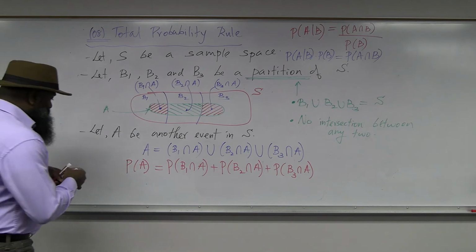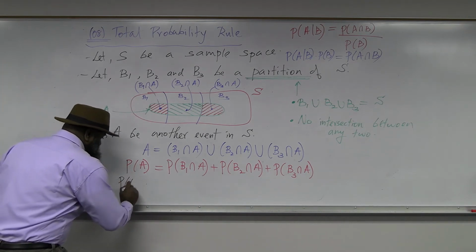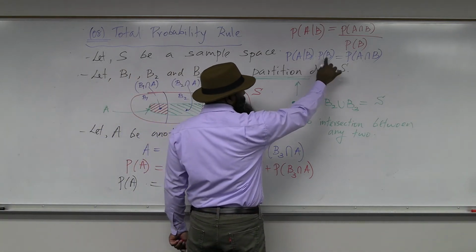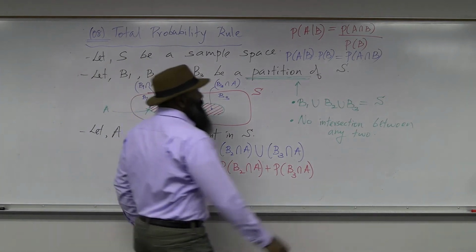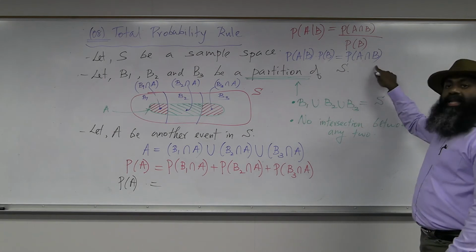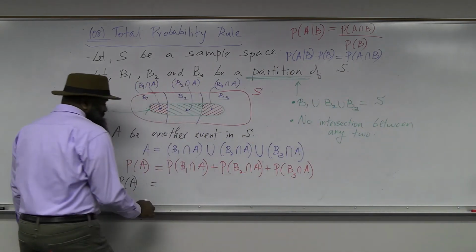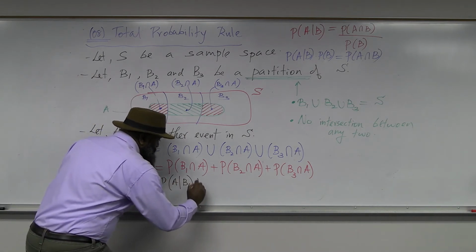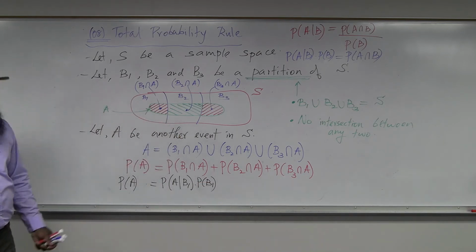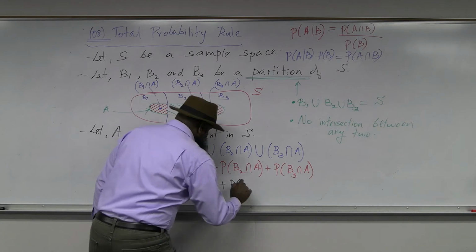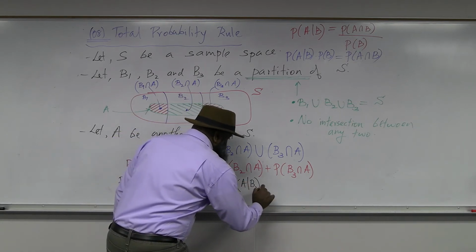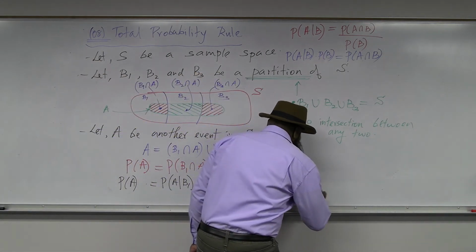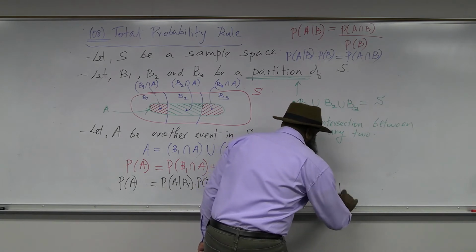That means I can write down the probability of A is equal to this part, which will be written as probability of A given B1 times probability of B1, because this part is B1 intersection A, or in other words, A intersection B1. Similarly, the second part can be written as probability of A given B2 times probability of B2. And the third part can be written as probability of A given B3 times probability of B3.